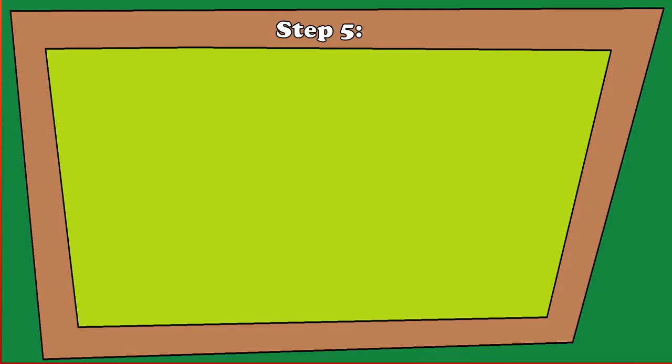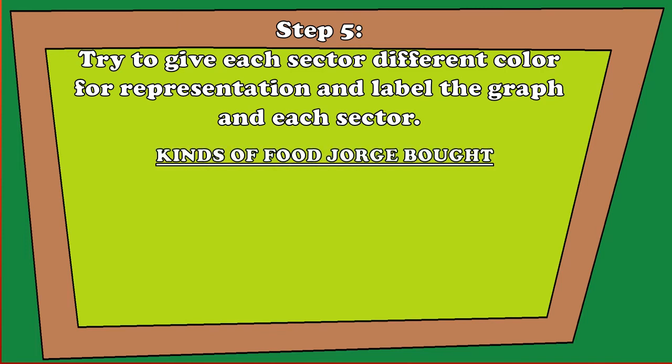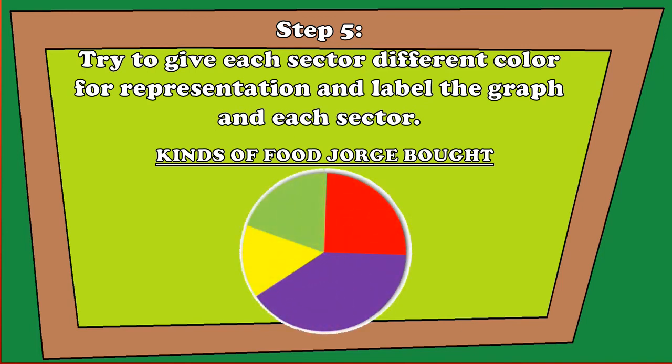Okay, step 5. Try to give each sector a different color for representation. And then label the graph and each sector. Okay? So for our graph, our title will be Kinds of Food George Bought. This is what our pie graph will look like. This will be our legend. That red slice will be our spaghetti. Purple is for carbonara. Yellow is for pizza. And green is for burger. Okay? And then we put our numerical data. This is for 5 orders, 8 orders, 3, 4. Okay? Did you get that?